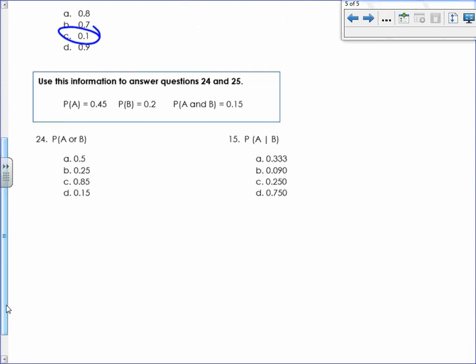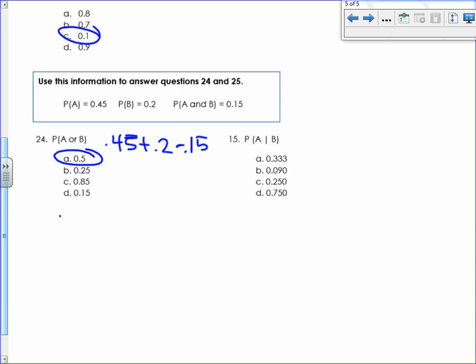And then for the last two questions, this is just more of the same. What's the probability of A or B? Which rule? Conditional, multiplication, or addition? Addition rule. Okay? So what am I going to add? 0.45 plus 0.2 minus 0.15. All right, so for number 24, you get 0.5. And for the other test, you get C. So it's A for this test, the other test is C.